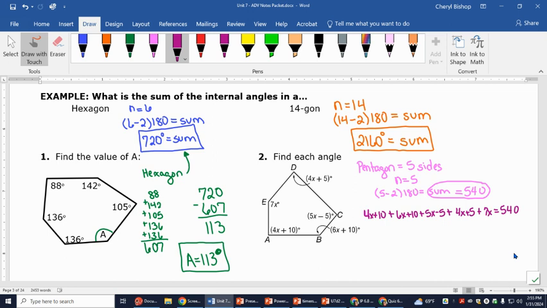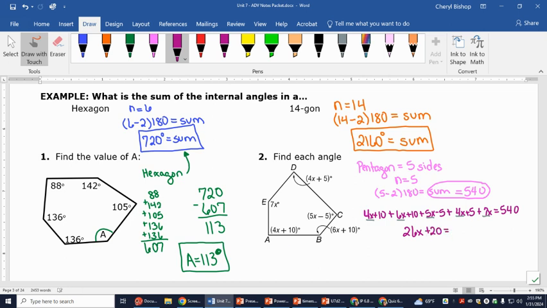So now this is all the geometry in this problem. Everything else in this problem is going to be algebra 1. I'm going to just combine my like terms and solve for x. So when I look at all my x's, I have 26x, and then I have 10, 20, 15, 20, plus 20.